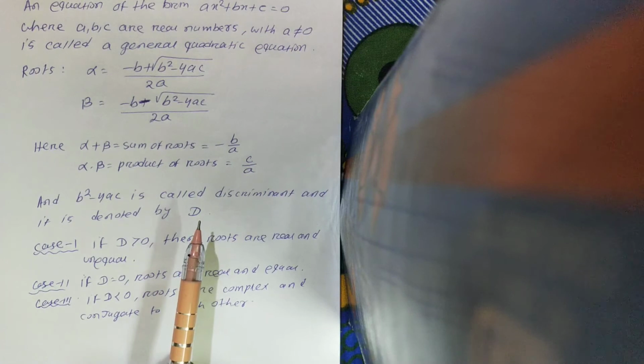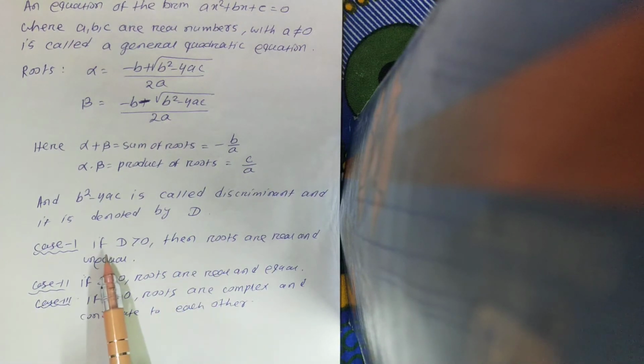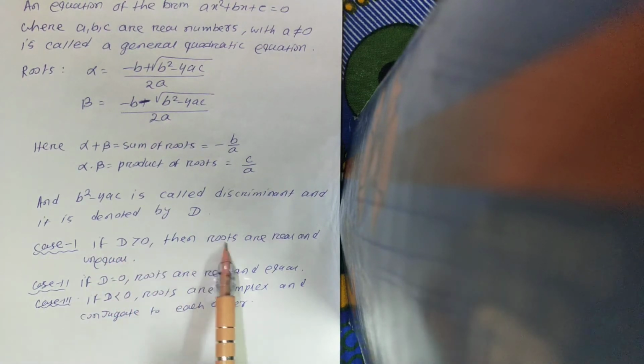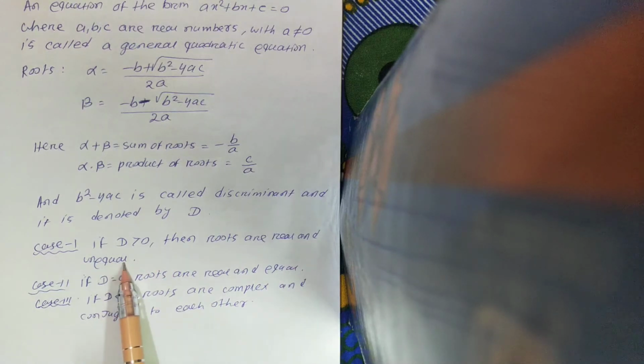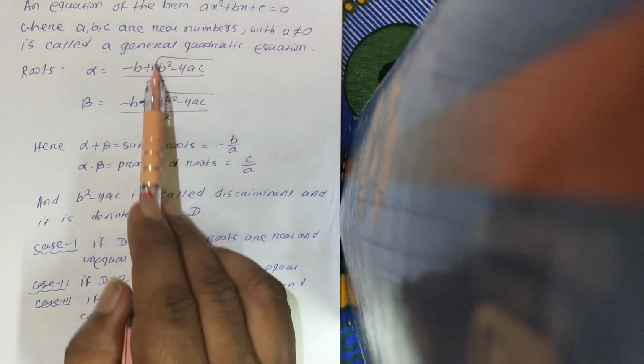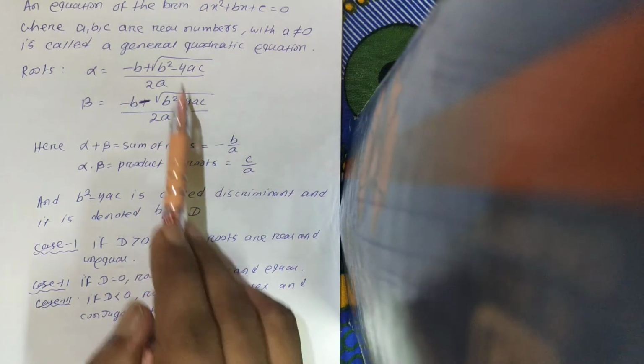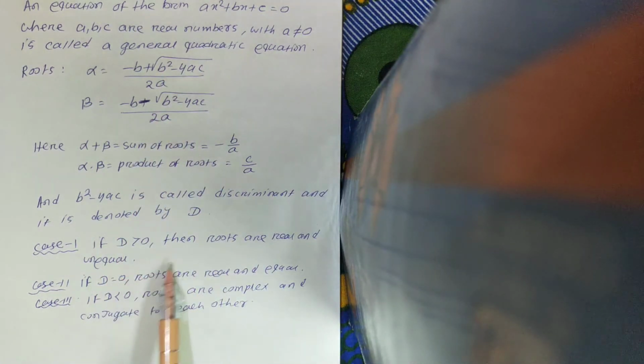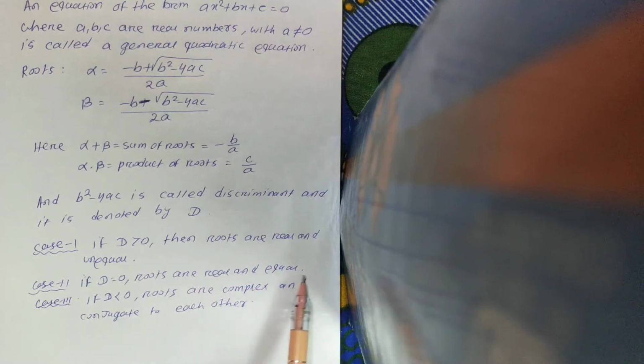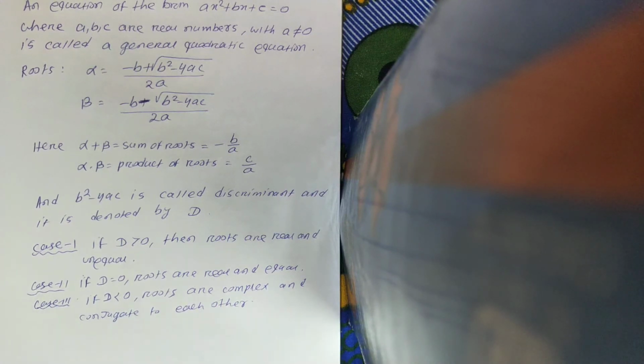Here three cases arise. If D is greater than 0, then the roots are real and unequal. If D is equal to 0, then the roots are real and equal. If D is less than 0, then the roots are complex and conjugate to each other.